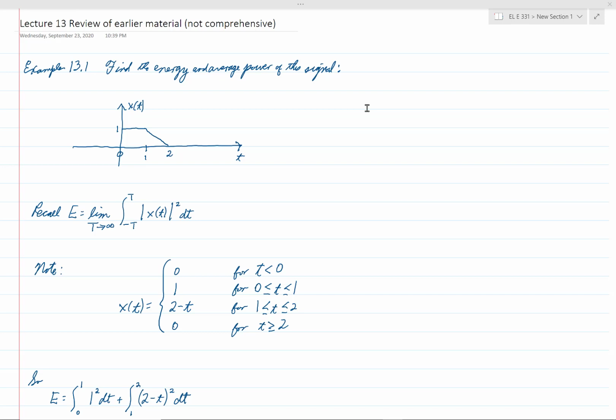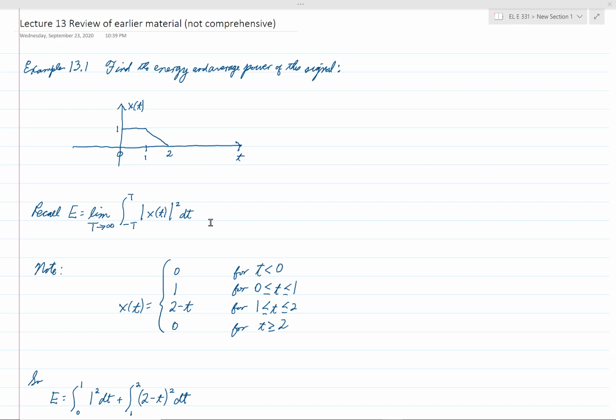So for the first example problem, we are asked to find the energy and average power of this particular signal right here. And so I will begin by reminding you that the definition of the energy is the limit as T goes to infinity of the integral from negative T to T of the magnitude squared of x of t dt.